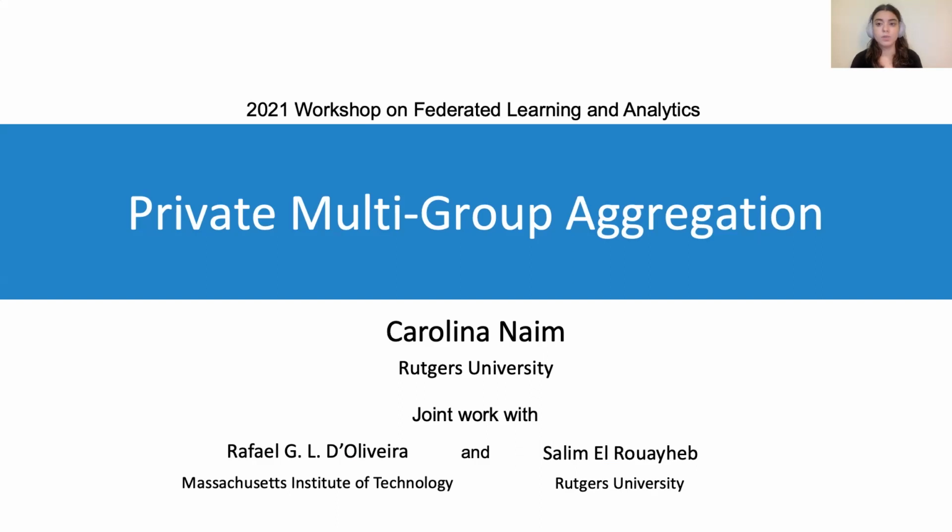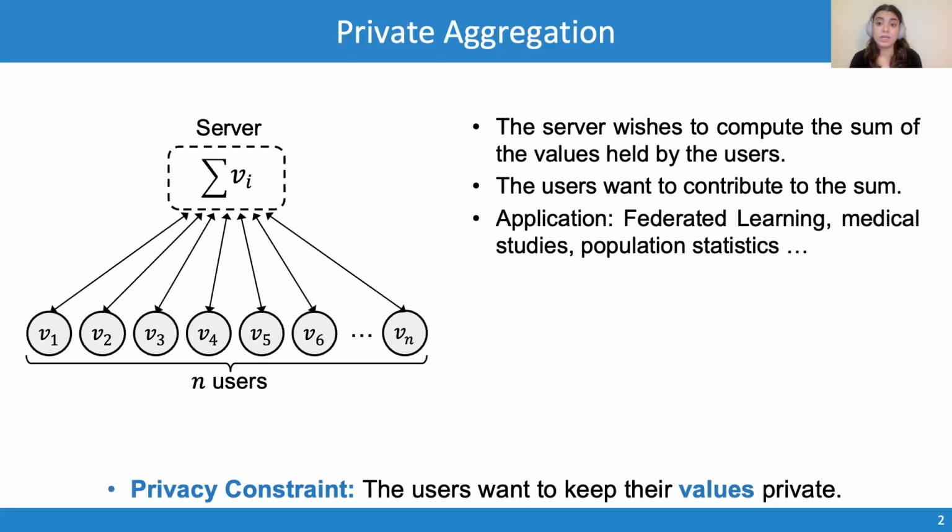Today, I will be talking to you about private multi-group aggregation, which is joint work with Rafael de Oliveira and Selim El-Wahid. Private aggregation has received attention in the literature and has applications to federated learning and general population statistics. The main idea is that there's a server that wishes to compute the sum of values held by multiple users. These values can be anything from votes by the users or maybe gradients, like in federated learning. The users want to share their values with the server. However, they worry about their privacy, meaning they want to keep their values hidden from the server.